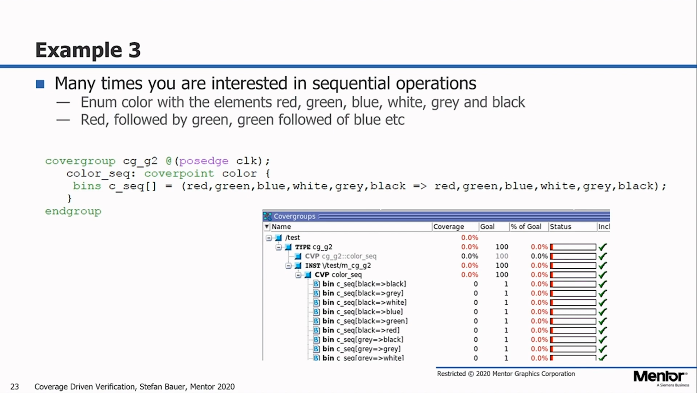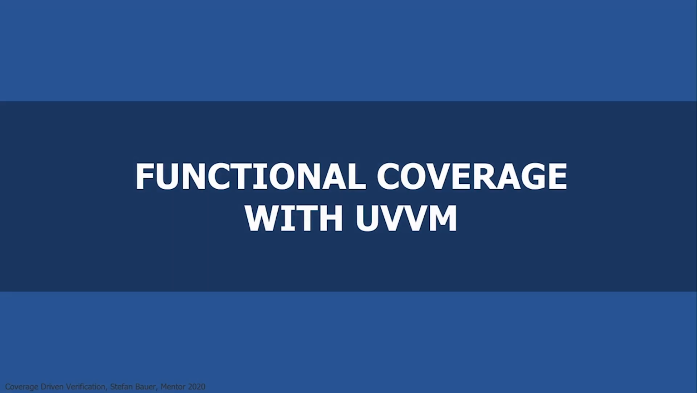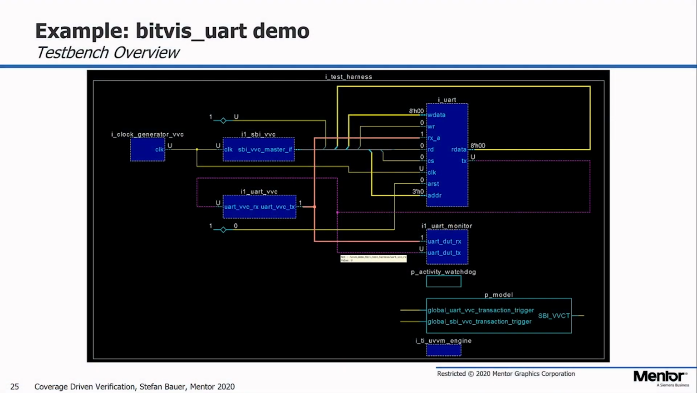As I said earlier in my presentation, this syntax here can be used within Verilog and SystemVerilog, but it can also be used within VHDL. And that's what I want to show you in my example, because I have a UVVM environment up and running, and I want to show you how you can use this syntax within a UVVM environment. I'm using the Bitvis UART example, which you can find in the UVVM download. The test harness looks like that.